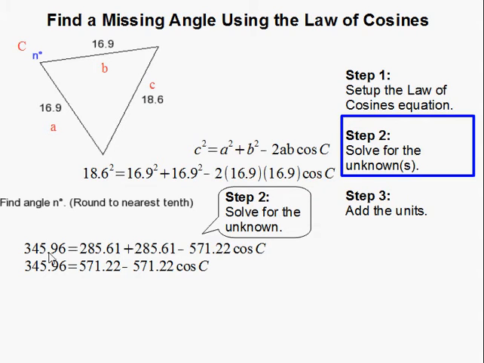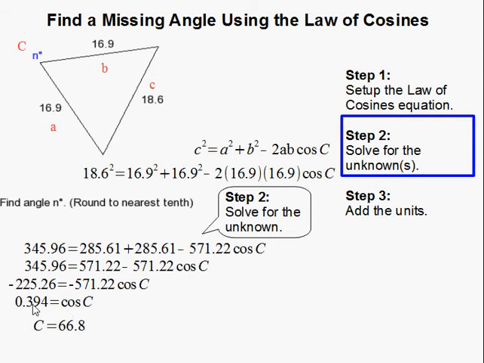Okay? So I went ahead and multiplied these guys out here. And then in this step, I just added these two. And then from here to here, I just subtracted 571 and 22 hundredths from both sides. And got this. And then I divided both sides by negative 571 and 22 hundredths. And I got this.